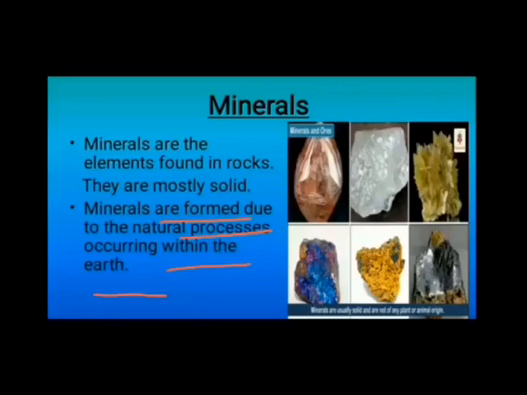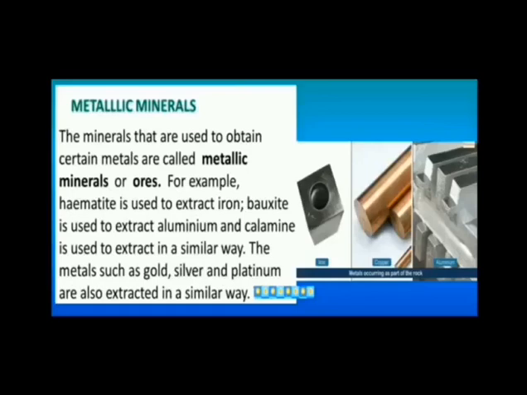And these minerals are of two types. The first one is metallic minerals and the second one is non-metallic minerals. So let's discuss them also. So what are metallic minerals? The minerals that are used to obtain certain metals are known as metallic minerals or ores. For example, hematite is used to extract iron, bauxite is used to extract aluminium, and calamine is used to extract zinc. In a similar way, metals such as gold, silver, and platinum are also extracted. So all these are metallic minerals.